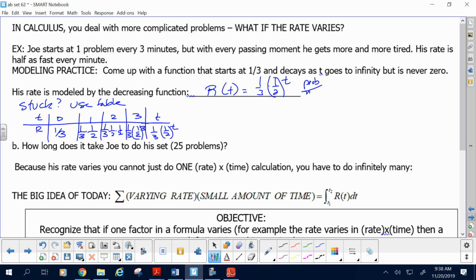Problems per minute. Algebraically, is that the same as 1/6 to the t? No, that's ridiculous. Is that the same as this? Oh, gosh, no. Why not? Yes, that t applies to the 1, not the 2. That is nonsense. It must be a parentheses. Okay, now that said, that's good stuff.